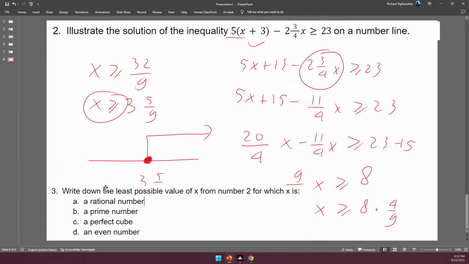Okay, so for number 3, it is only asking from number 2, so it is a continuous question. Rational number, because rational number you can leave it as it is, so you can leave it in mixed number while doing the review. Good.